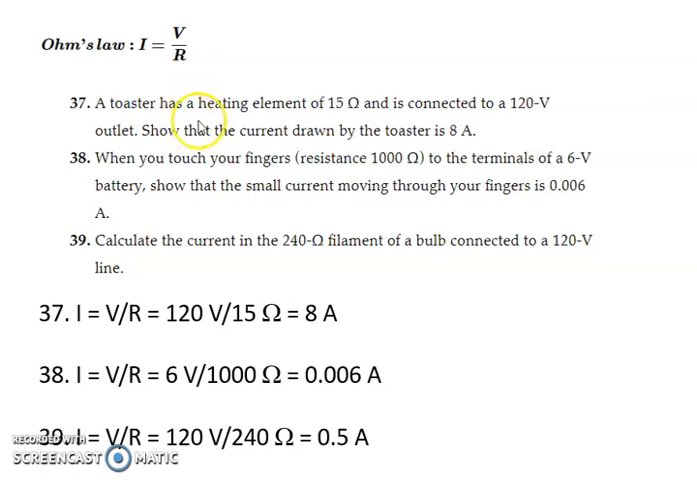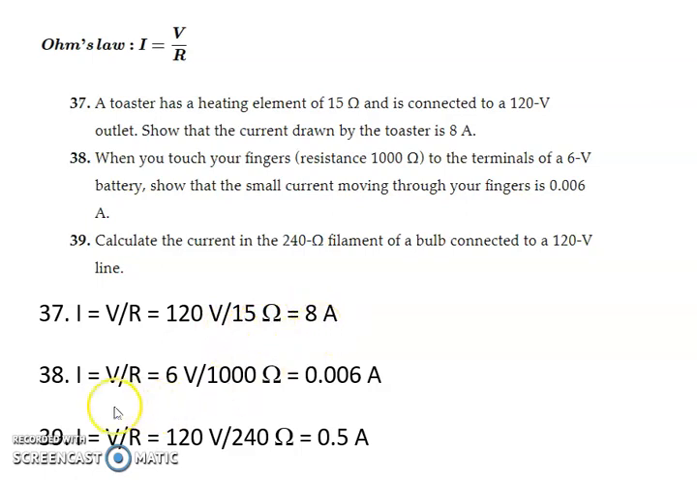For problem 37, we're asked to find, or show, that the current drawn by a toaster is 8 amps when it has a heating element of 15 ohms and it's connected to a 120 volt outlet. So we apply Ohm's law, I is equal to V over R, and divide 120 volts by 15 ohms to end up with 8 amps.